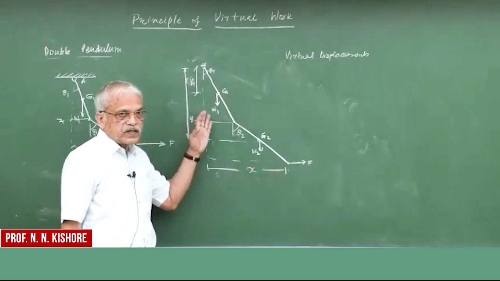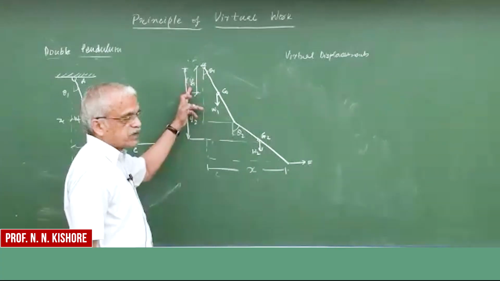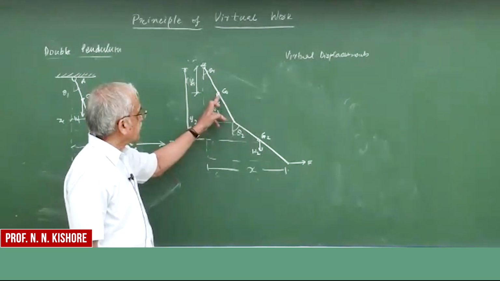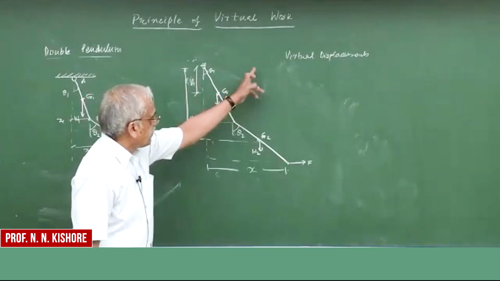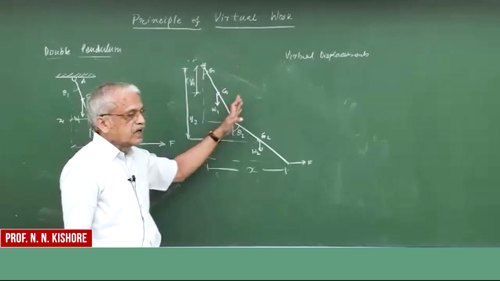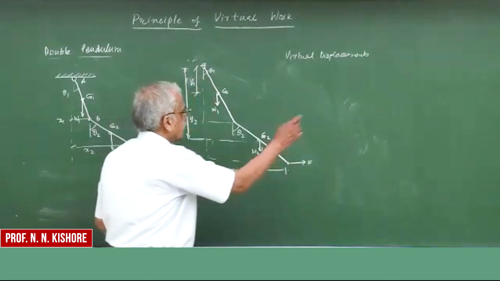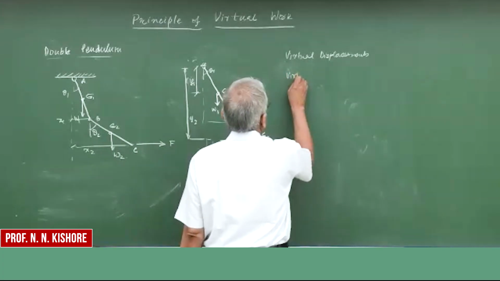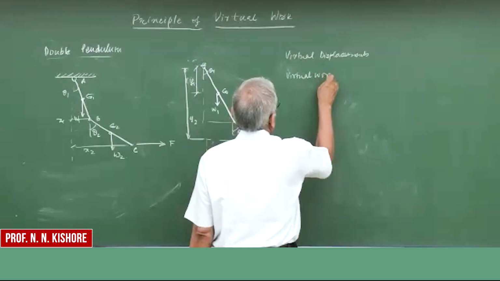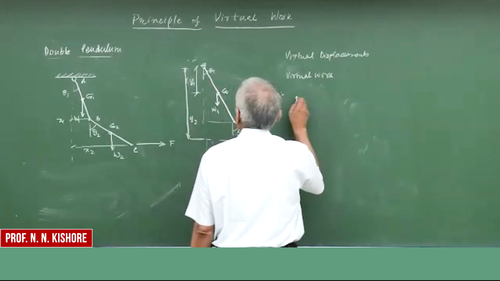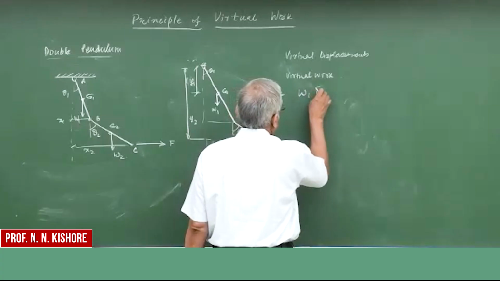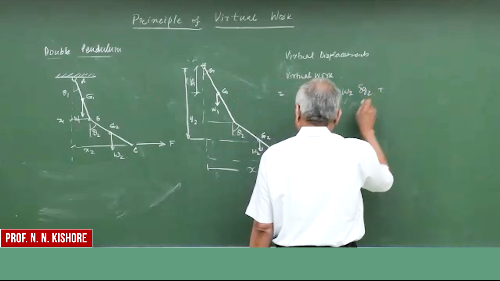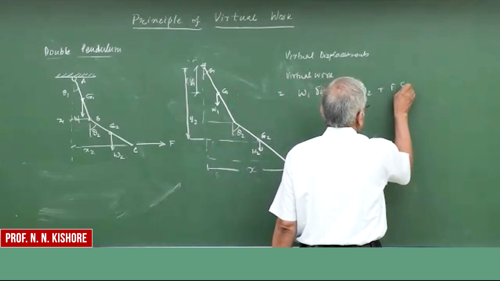So we have taken these coordinates in such a manner that any perturbation here, either in 1, will give you a work done by this one, because there's no horizontal component. It may be moving, but we are concerned only with how much it has moved vertically. So what will the work be here? It is given by W1 into delta Y1, W2 into delta Y2, and F into delta X.